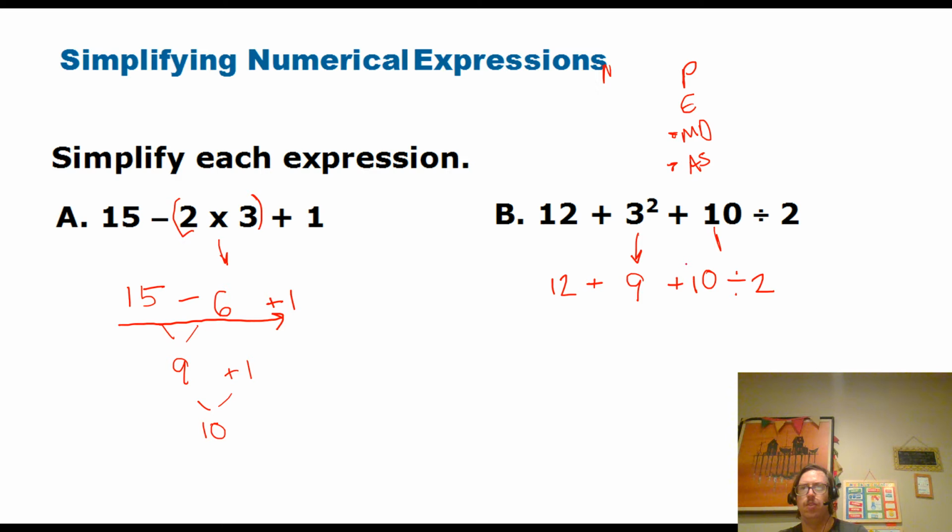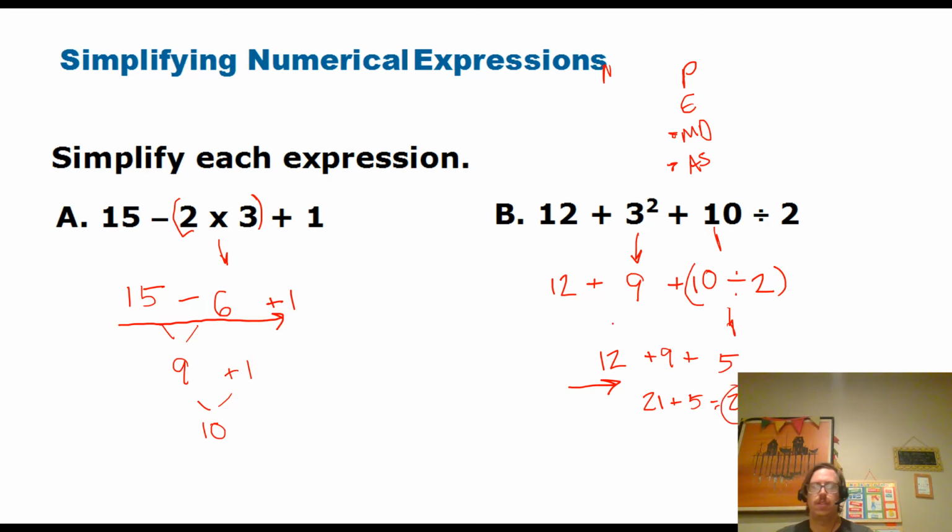Okay, I move on to MD, multiplication and division. I notice I've got some division here, so I'm going to group that and do the 10 divided by 2 first. We would get 5. And now I have 12 plus 9 plus 5. I'm going to work left to right in this case for addition and subtraction. And I'd get 21 plus 5 is 26.